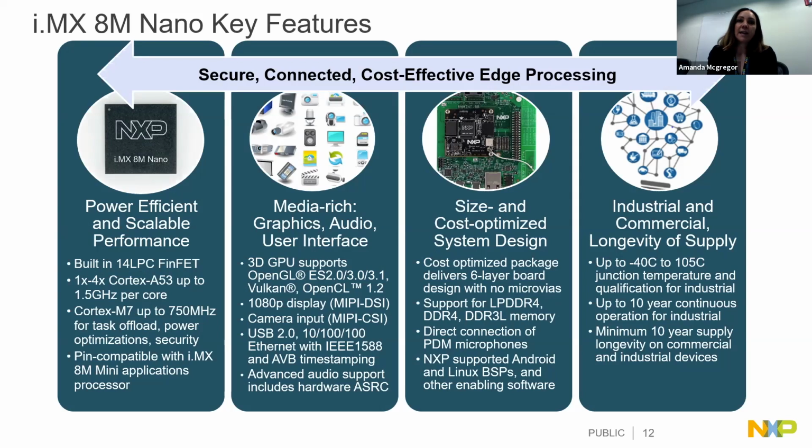We do have a coherent, fully coherent core complex with a quad-core A53. And on the 8M Nano, each of those cores is running up to 1.5 gigahertz per core. We also have a bonus Cortex-M core. All of our 8M family has this bonus Cortex-M core. In the case of the 8M Nano, it's a Cortex-M7 running up to 750 megahertz. So it's really getting to be quite a powerful little coprocessor that can offer a lot of capabilities in terms of doing some low power management.